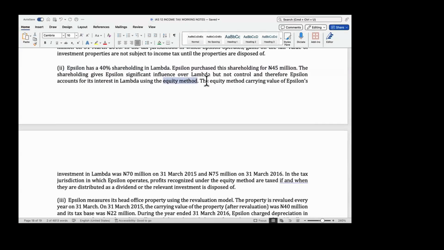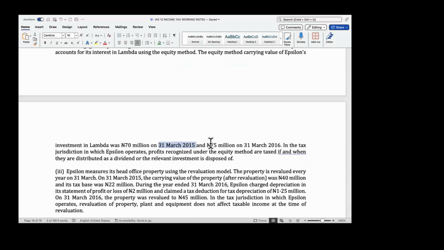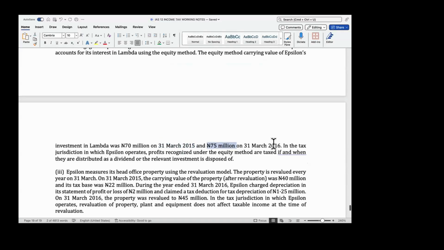We're told that the equity method carrying value of Epsilon's investment in Lambda was 70 million in 2015, and 75 million in 2016. In the tax jurisdiction in which Epsilon operates, profits recognized under the equity method are taxed if and only if they are distributed as dividend or the relevant investment is disposed.